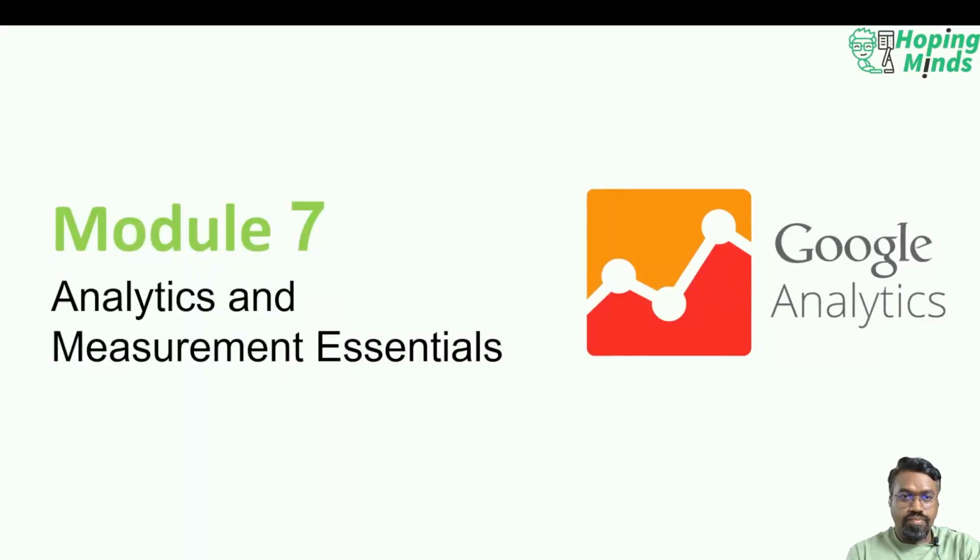Hello, learners. So, we are starting with Module 7, which is Analytics and Measurement Essentials. Now, we have gone through a lot of things related to website, SEO, Google Ads, all those things. But then, one important factor that a marketing personnel should be good at should be numbers, right? Numbers that analyze the data, right?